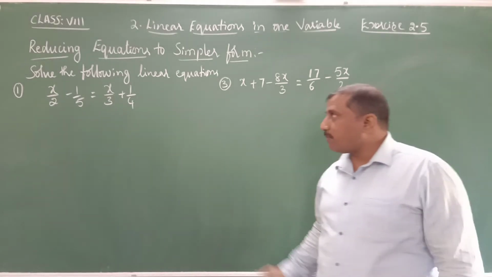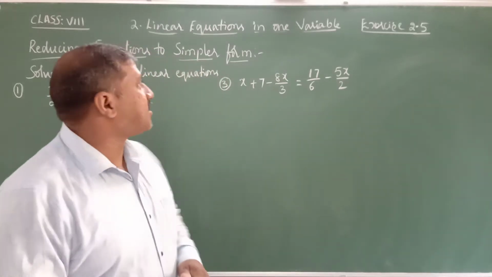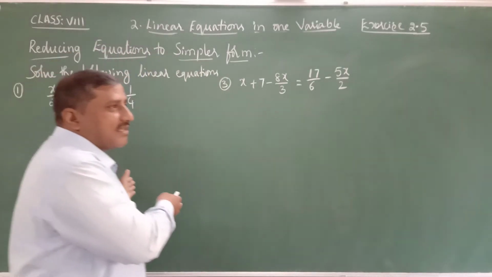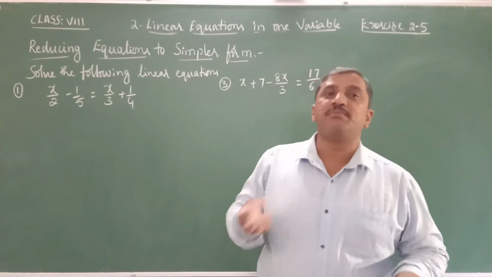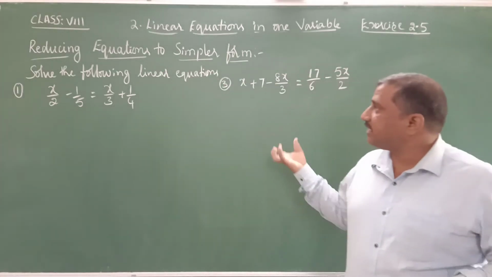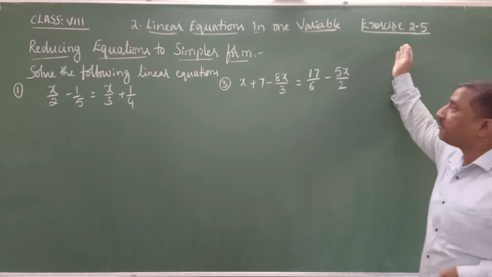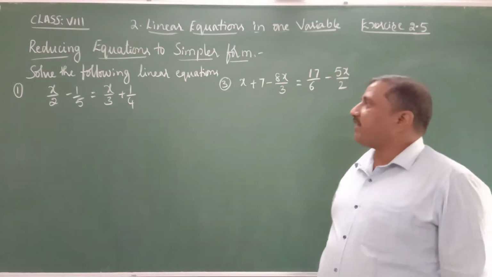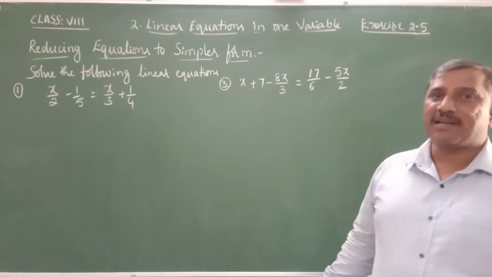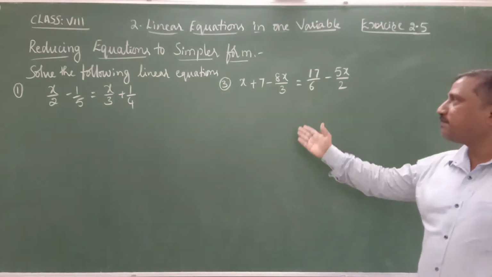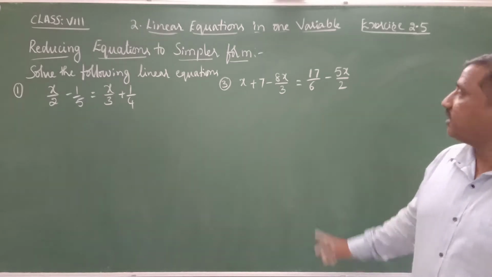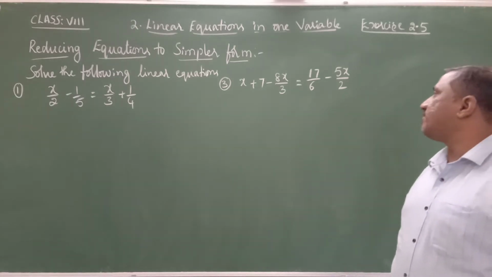So now today's topic is reducing equations to simpler form. So far we have discussed the equations which are in the simpler form. But here, if you see the questions from exercise number 2.5, x by 2 minus 1 by 5 is equal to x by 3 plus 1 by 4. x plus 7 minus 8x by 3 is equal to 17 by 6 minus 5x by 2.